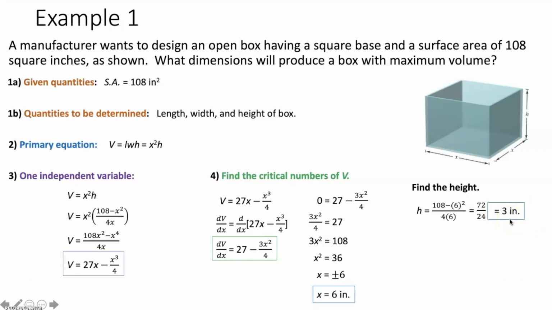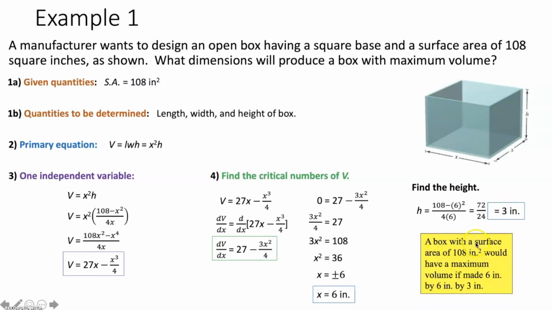So to answer this question, because it's a word problem, just like related rates, we need to answer in a sentence. A box with a surface area of 108 square inches would have a maximum volume if made 6 inches by 6 inches by 3 inches.